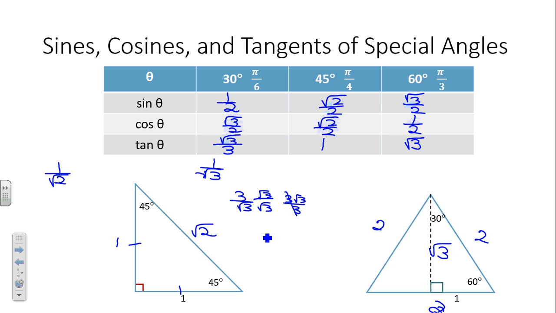And then the tangent is nothing more than the sine over the cosine. If I took 1/2 and divided it by square root of 3 over 2, I get square root of 3 over 3.